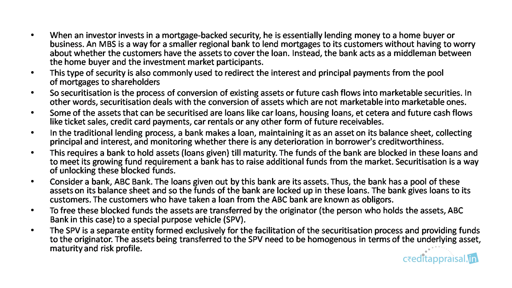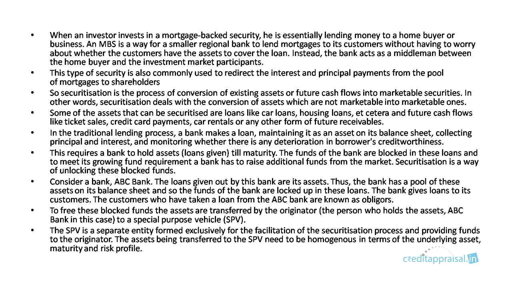Take an example like ABC bank. The loans which ABC bank has given are its assets. So this bank will have a pool of its assets, and the funds are locked up because the bank has given loans to customers and they have to repay. Unless they repay, the funds are blocked for the bank. Now to free these blocked funds, what the bank can do is transfer this to a special purpose vehicle, SPV.